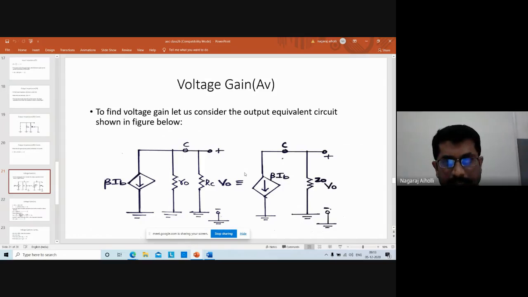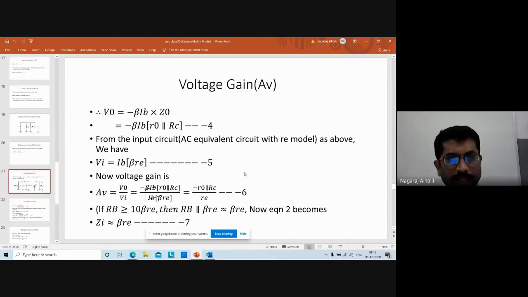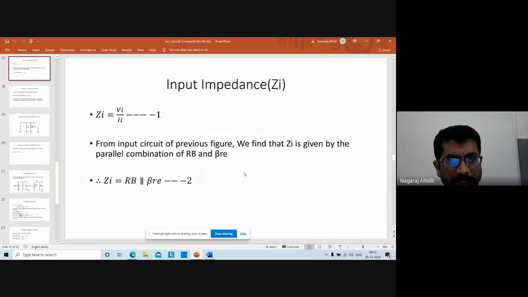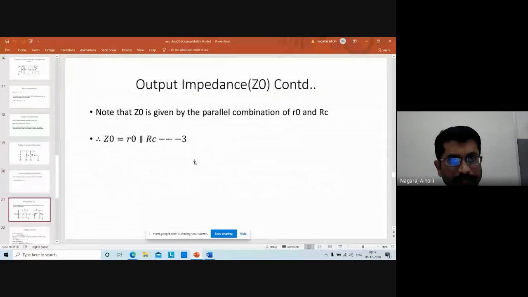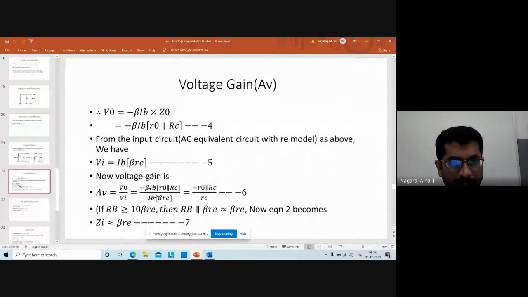Input section is the AC current circuit with the re model. So we get the value of Vi. Vi will be equal to, this is across, therefore Vi will be equal to IB into beta RE. It is in parallel. Vi will be equal to the current multiplied by the resistance, IB into beta RE.